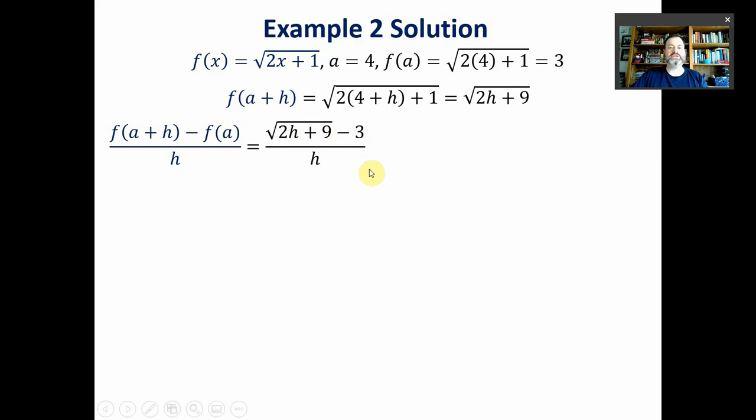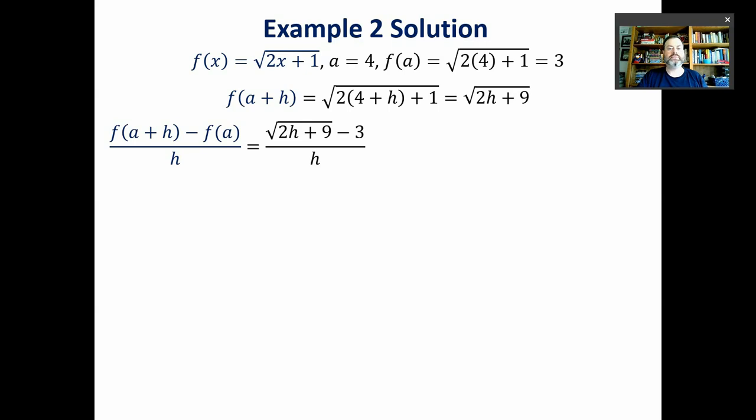And h stays h. Now, we would like to evaluate the limit of this as h goes to 0. But clearly we'd be dividing by 0. In fact, it would be 0 divided by 0, which means a hole in the graph. Anytime you're computing these tangent line problems, it will always be 0 divided by 0.